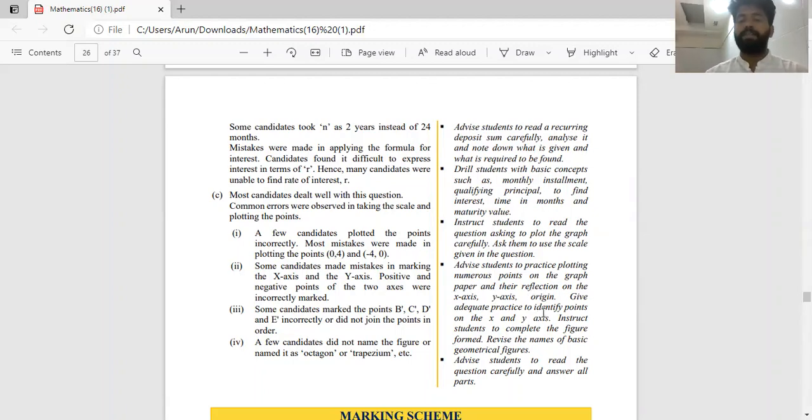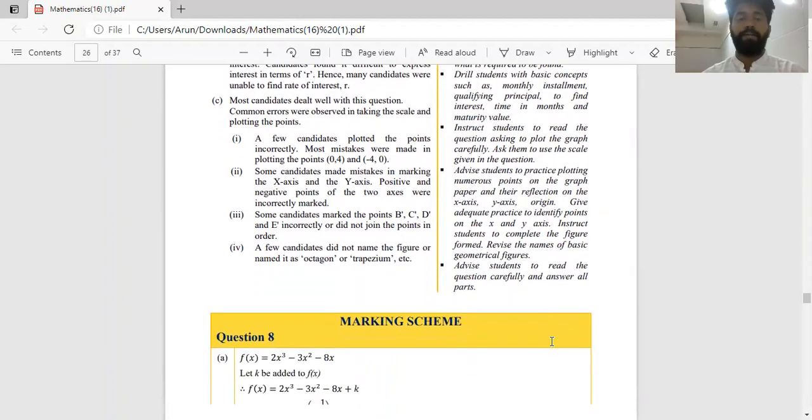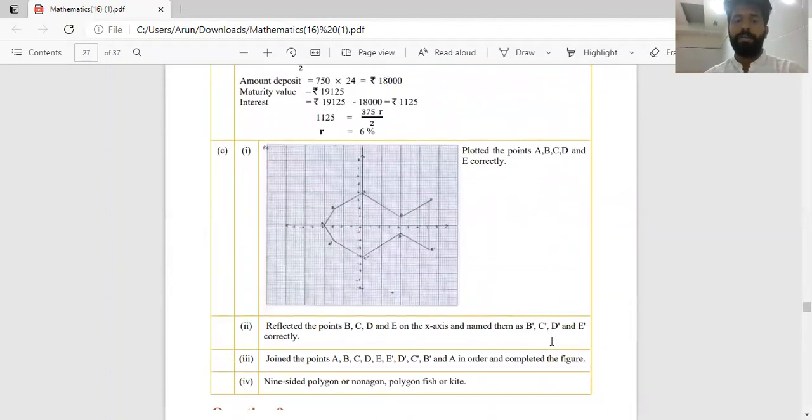Give adequate practice to identify points on the x and y-axis. You need to know to complete the figure form and revise the basic names and concepts of geometrical figures so that you are able to identify them correctly. These are the things that you need to keep in mind for reflection.